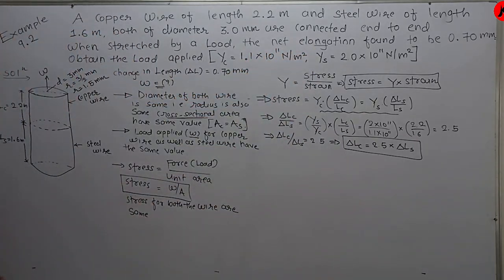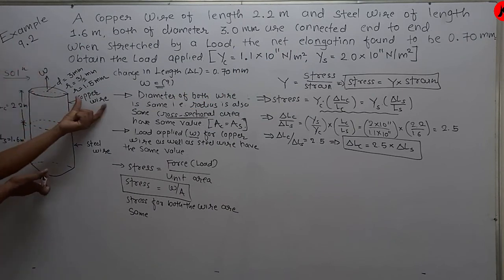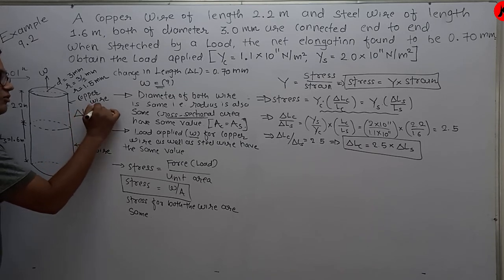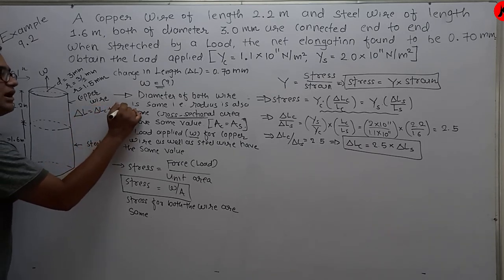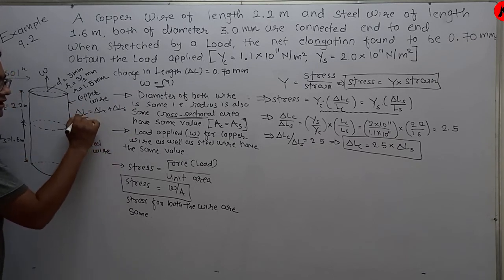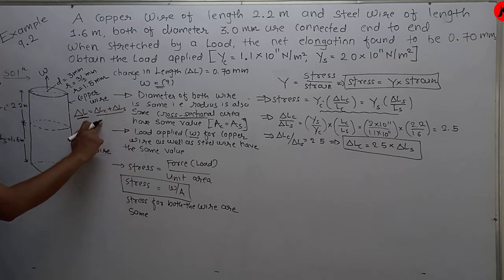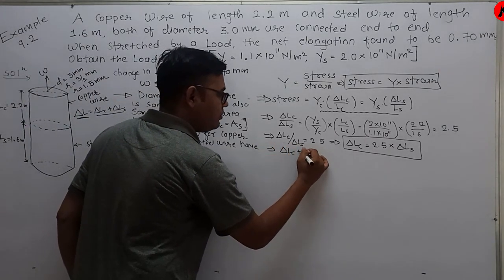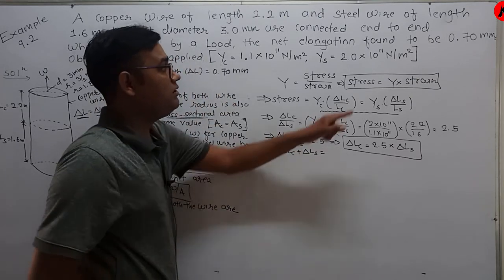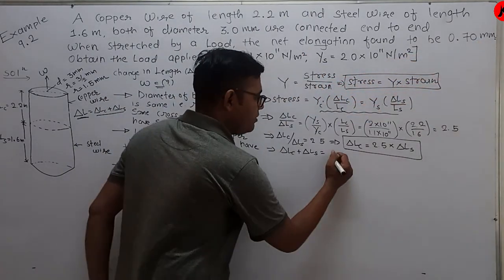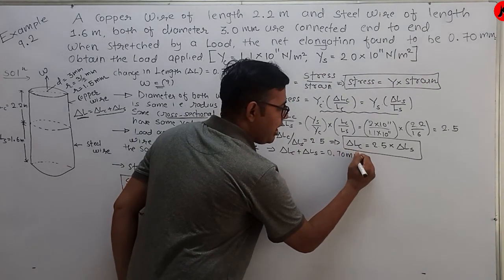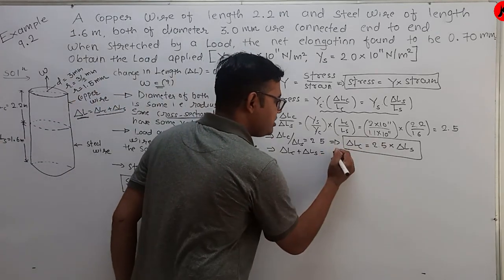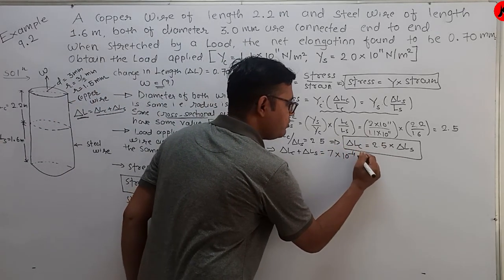Net elongation means the net change in length of this combined copper wire as well as steel wire. So net elongation, which is given by delta L, is equal to delta LC plus delta LS, right? So delta LC plus delta LS is given as 0.70 mm. If I convert it to meters, it becomes 7 into 10 raised to minus 4 meter.